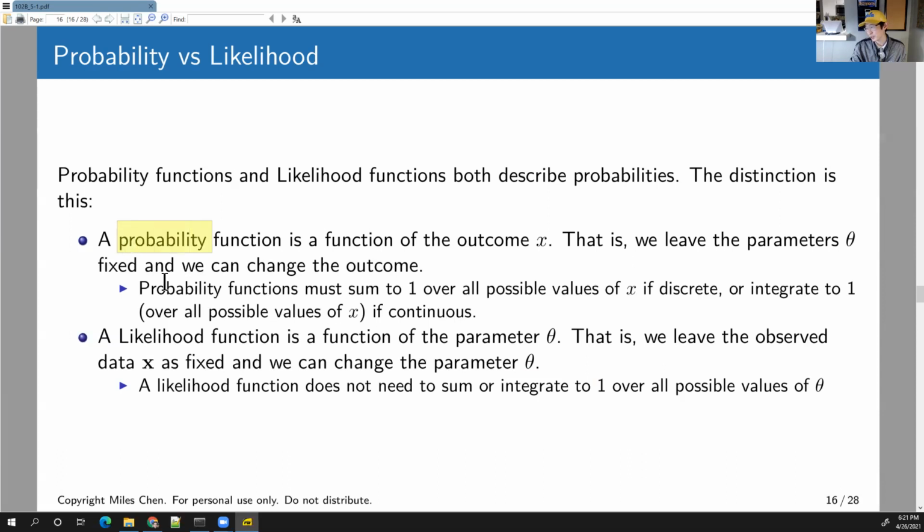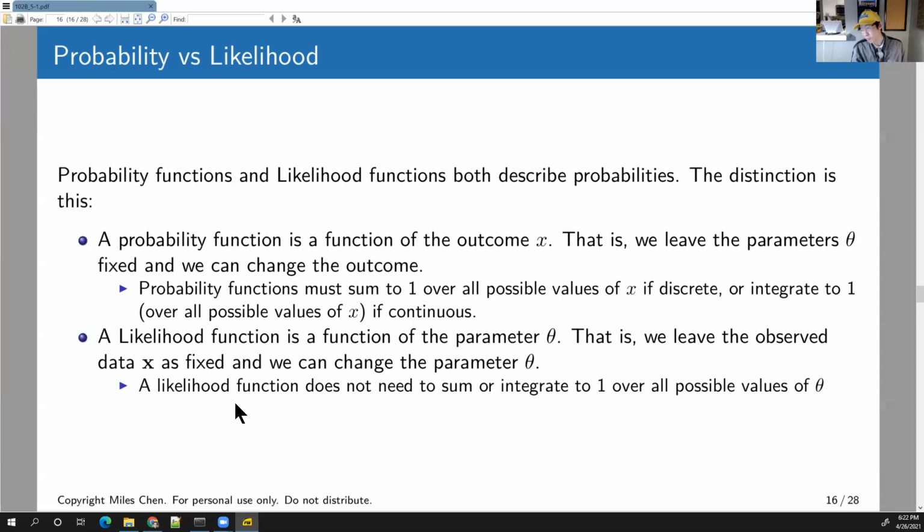And so the probabilities, when you integrate them, will integrate to one. You're changing the outcome X, you're leaving the theta fixed. For likelihood, you're changing the value theta, you're leaving the X's fixed. Likelihood is related to odds ratios. You can do odds ratios, but you can also do odds ratios with probabilities too.